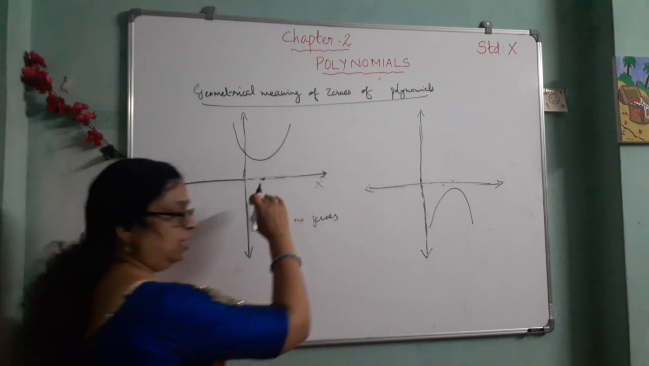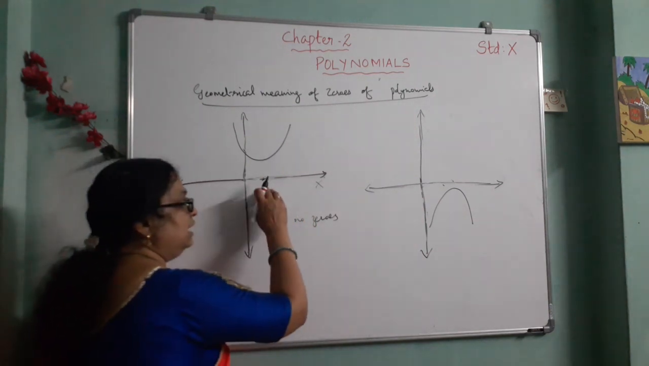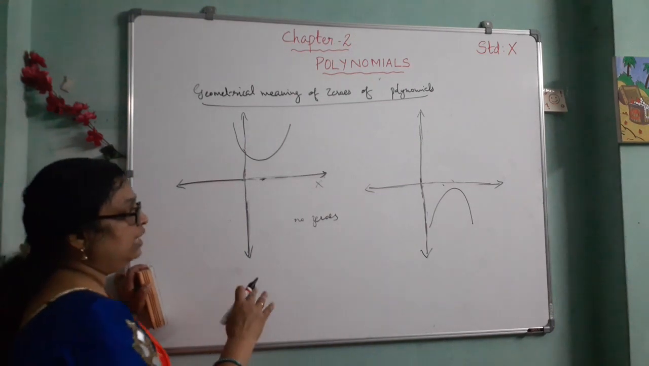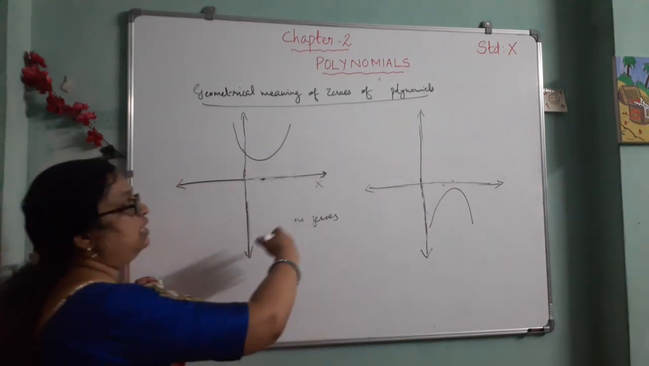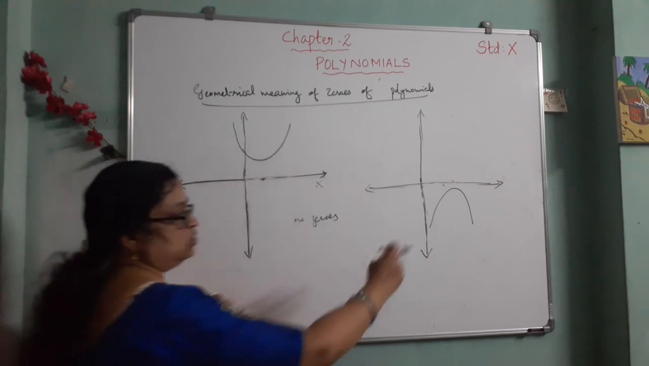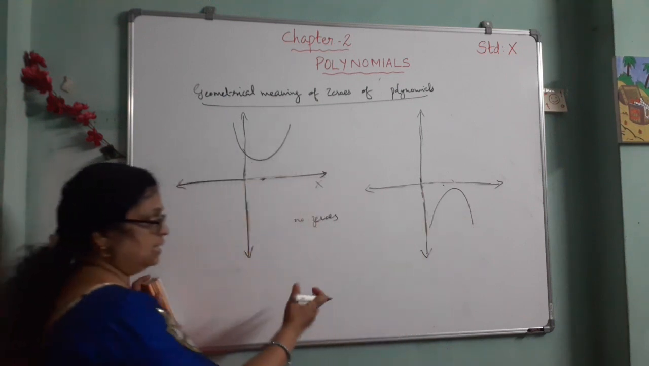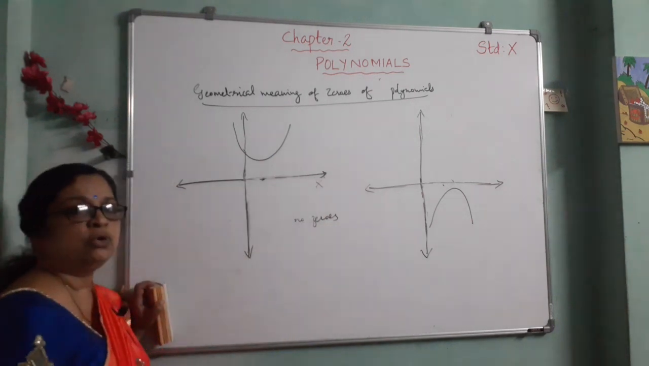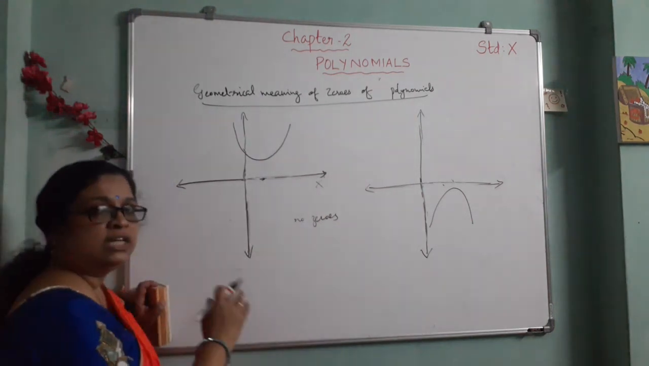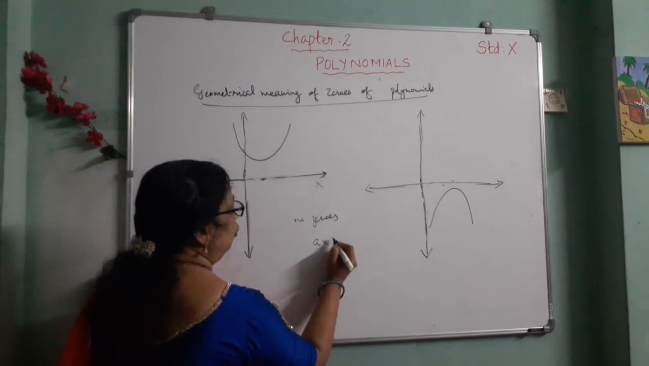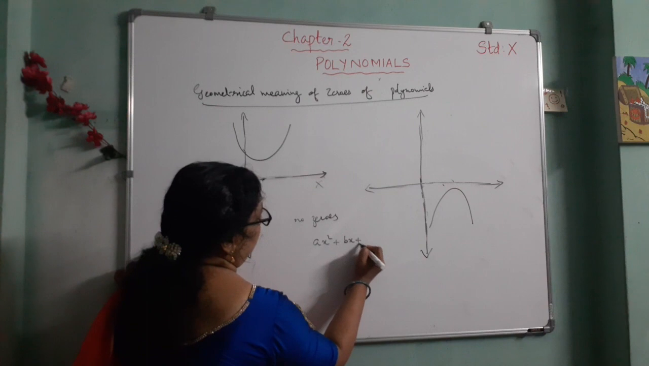We know that when the graph intersects the x-axis, those points are called the zeros of that polynomial. In these two figures, the parabola is completely above the x-axis or completely below the x-axis. That is, the parabola does not intersect the x-axis, so it has no zeros in this graph. Okay, so this is of the form of a quadratic polynomial ax² + bx + c.